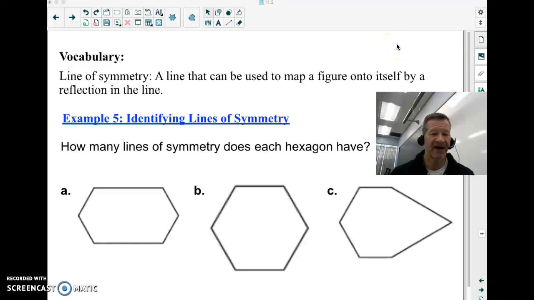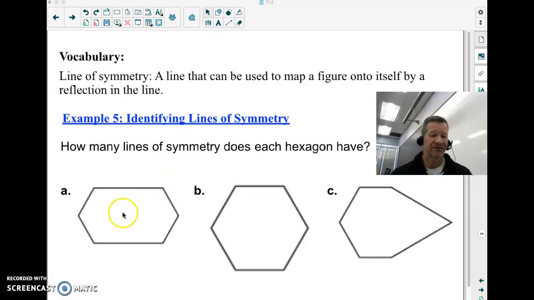In example 5 of section 11.2, we are going to identify lines of symmetry. First, a definition. A line of symmetry is a line that can be used to map a figure onto itself by a reflection in the line. Another way of thinking about it is if you draw a line of reflection, you will be able to basically fold the figure onto itself over that line.